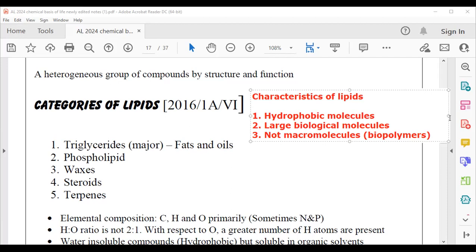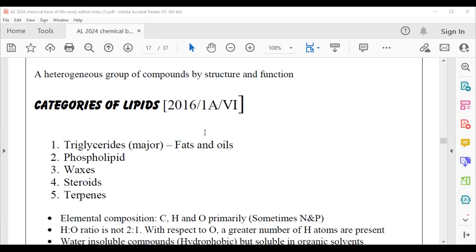Have you marked it? Yes, sir. Good. Here, you are pointed a set of categories of lipids. In the categories, three are the major ones in the syllabus. That means in the exam paper, you have to give them the priority. One, you have to write triglycerides or fats.